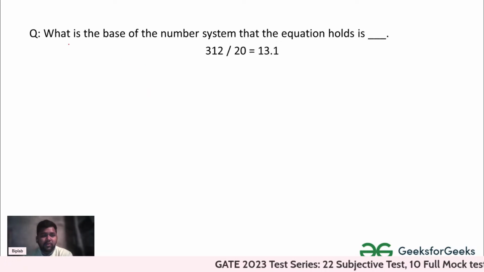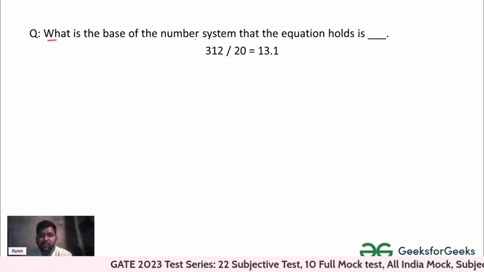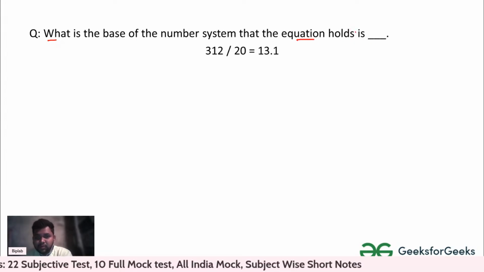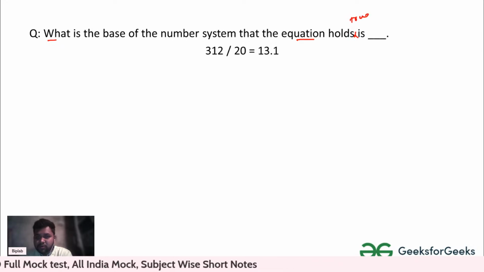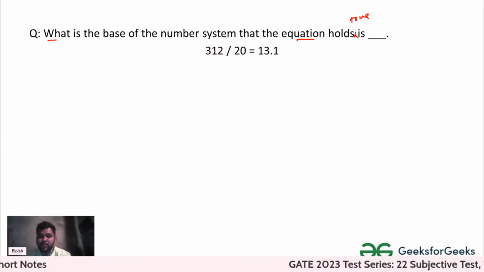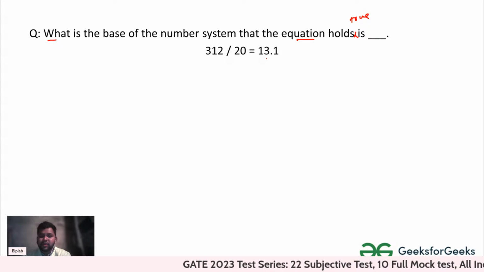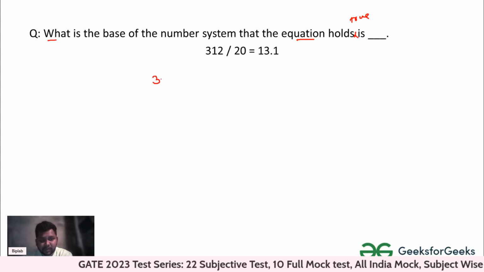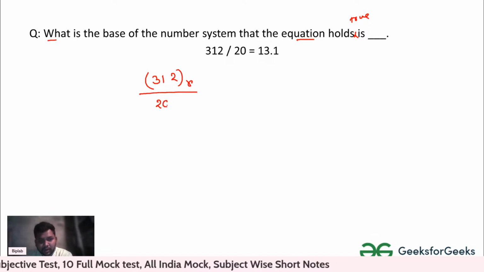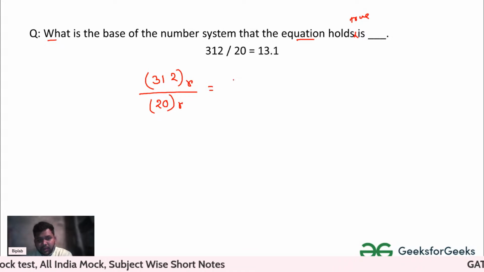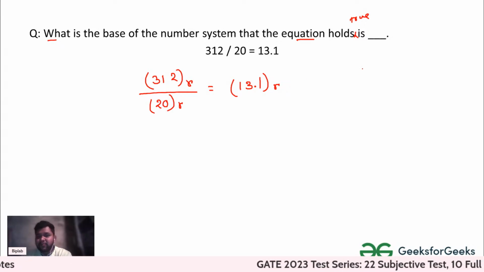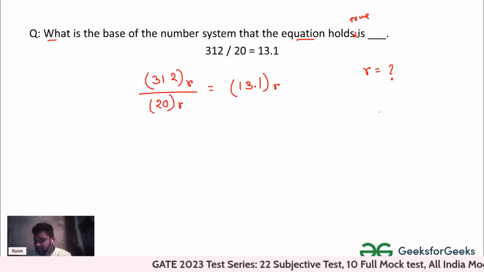Okay, so let's go to the next question. What is the base of the number system in which the equation holds true? There is some base for these numbers. These are not normal decimal numbers; in decimal, if you divide this, you will not get this answer. So some base is given, and you have to identify the base. That is what you have to find. What is the value of r?